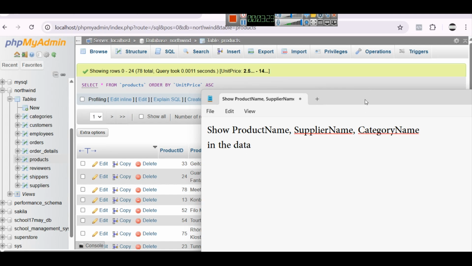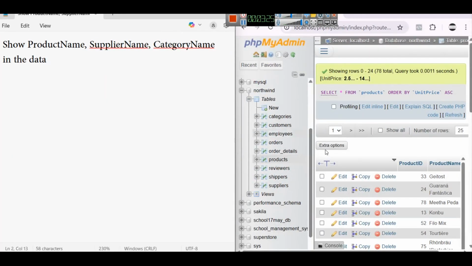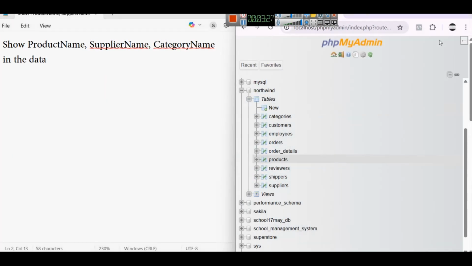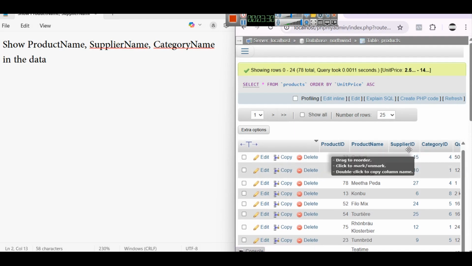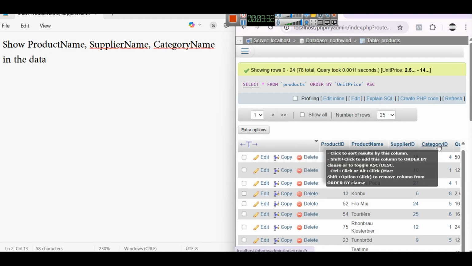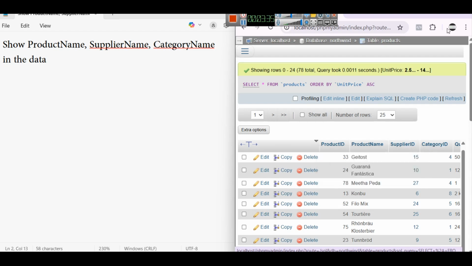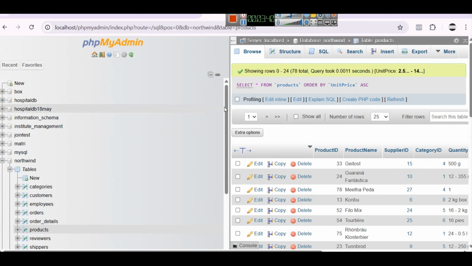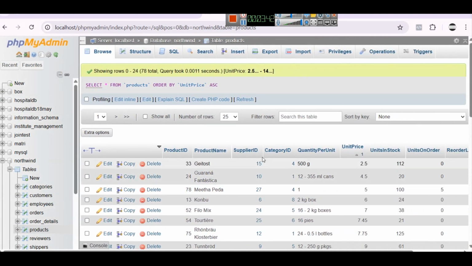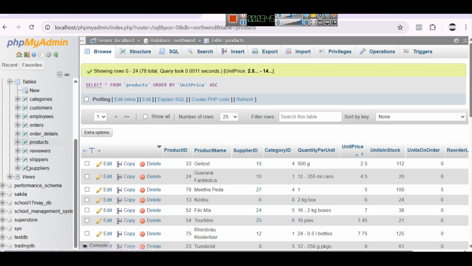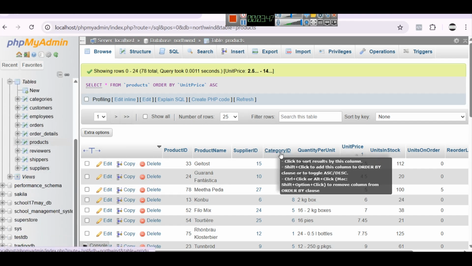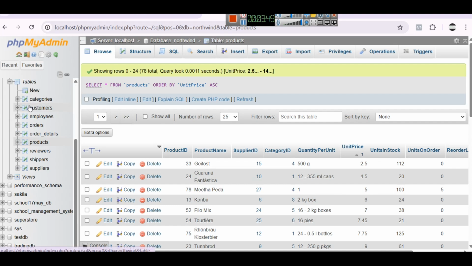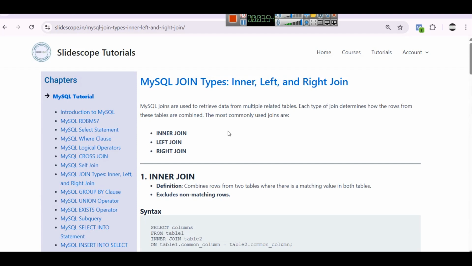What is the hurdle here? Hurdle is, in the product table we don't have supplier name or category name. The supplier name and category name is actually given in their respective tables. Supplier name is given in supplier table, category name is given in categories table, right? So there comes joins. Joins are used to retrieve data from multiple related tables.